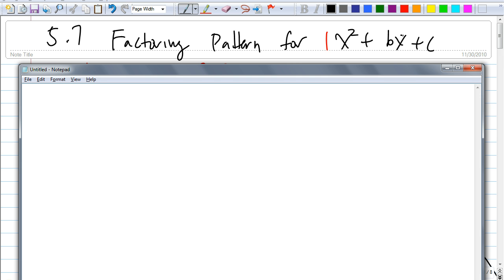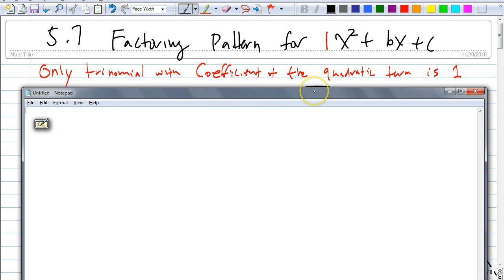But now, today we're going to learn how to factor a trinomial that looks something like this, where the coefficient of the, which term is this called? The x squared term? This is the quadratic, remember? If the coefficient of the quadratic term is 1, that's the only one. So write this down. Today's pattern only works for a trinomial where the coefficient of the quadratic term is 1. Otherwise, it will not work. This is a very specific type of trinomial.